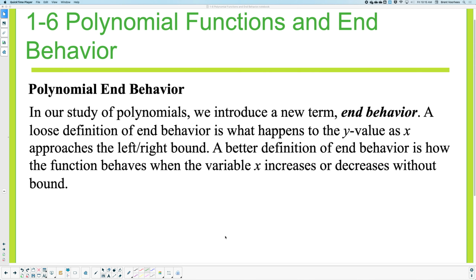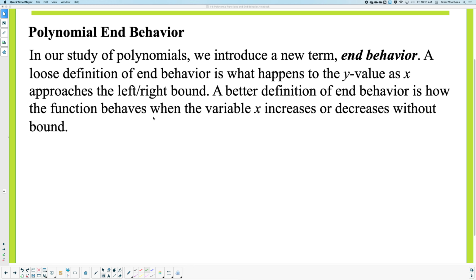End behavior is talking about what happens to the y value as x approaches the left or right bound. Meaning, for most polynomial functions, since their domains are all reals, what happens as the graph goes far to the left and what happens as it goes far to the right. If you want to write it in here, here's what we're finding.